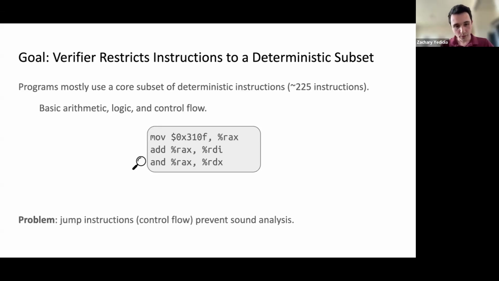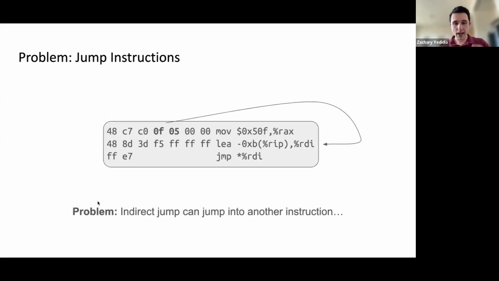There's a problem though, which is jump instructions. That's a common thing in general purpose programs. But in x86, these jump instructions prevent sound analysis. The reason for this is the actual encoding of the program and the instructions. When you turn this program into a set of bytes that can be executed by the CPU, there's some encoding here. And these are the bytes that correspond to this program. If we have a jump, we can load the address of these bytes into a register and then jump to it.